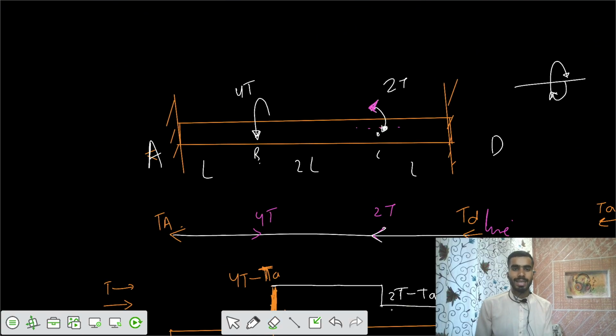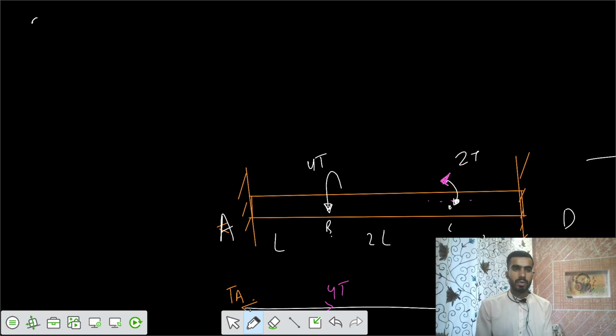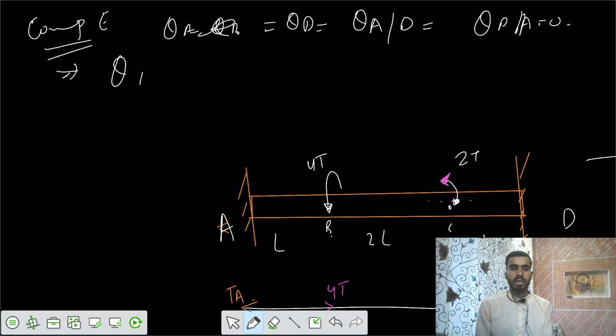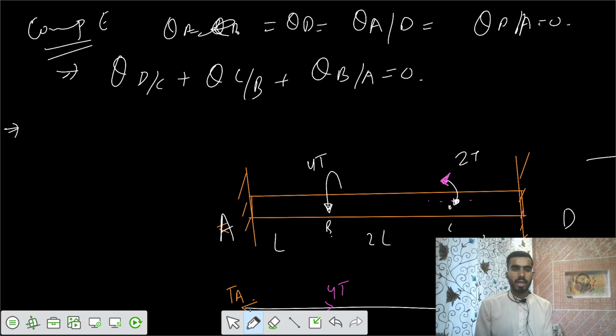The compatibility equation is theta A equals theta D, that is theta A with respect to D, or theta D with respect to A, equals 0. You can go from either side. I can say theta D with respect to C plus theta C with respect to B plus theta B with respect to A equals 0. Now you substitute the values, theta equals TL by GJ. Your J and G are the same.